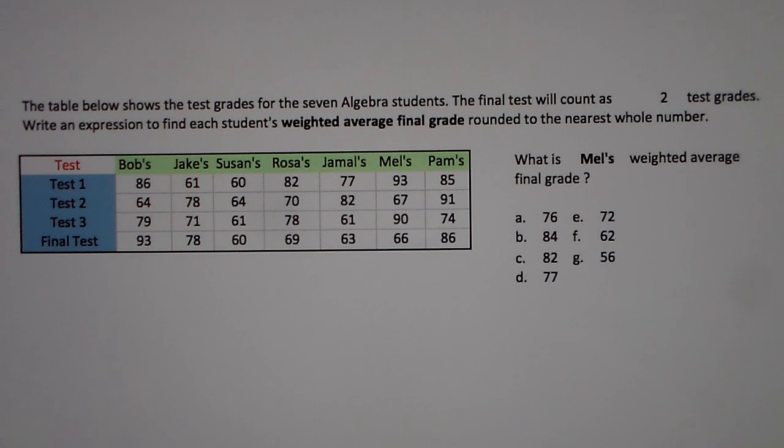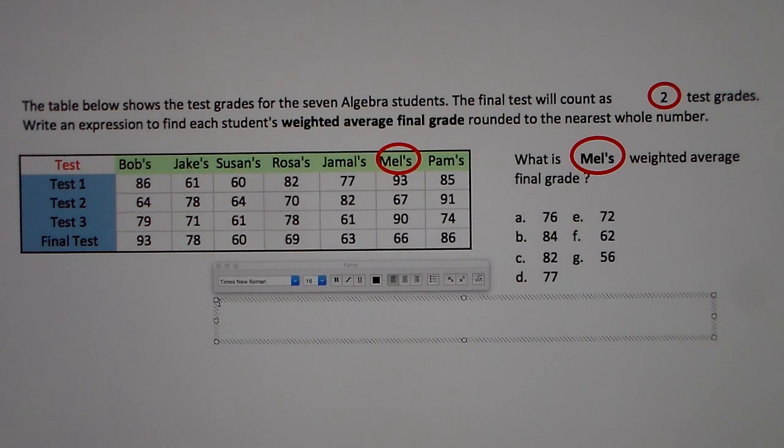Here's another example of the weighted averages, and now we're going to find Mel's. So you just got to make sure you read this all very carefully. So we're working on now with Mel's grades. And that final test score is going to happen twice. So that means 93 plus the 67 plus the 90. And then the 66 is going to happen twice because it's going to be weighted twice. So plus 66 plus 66.